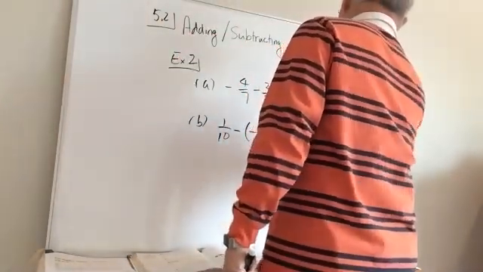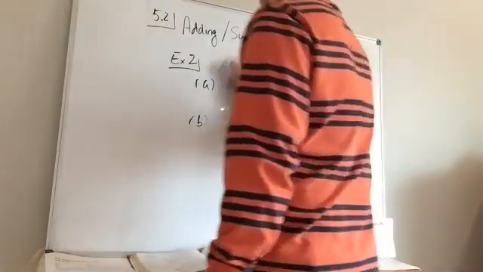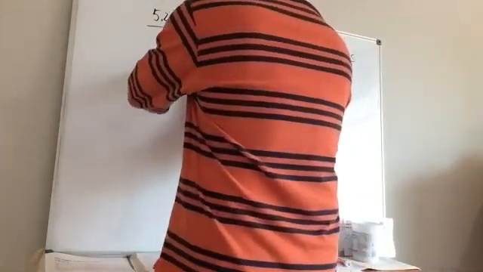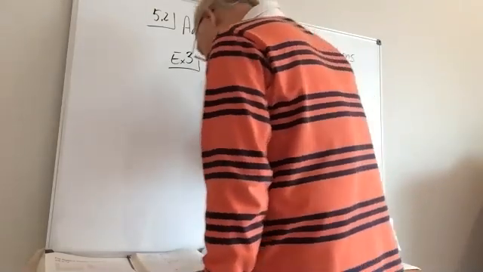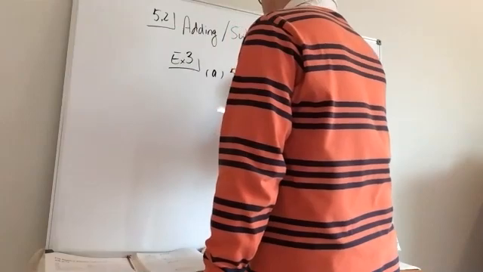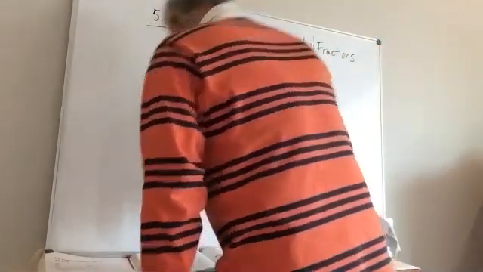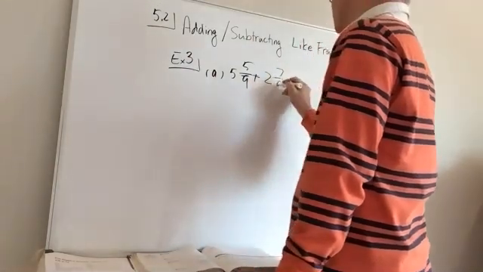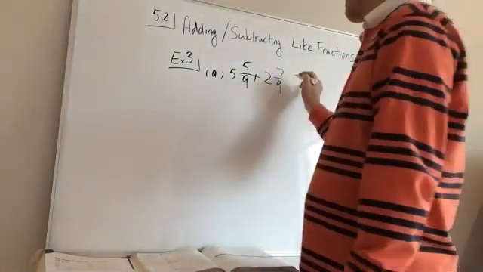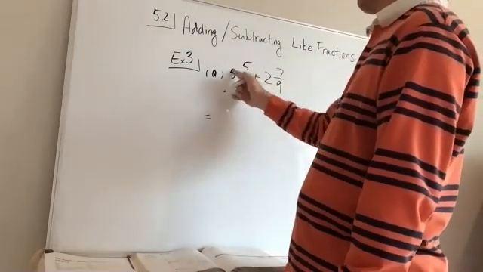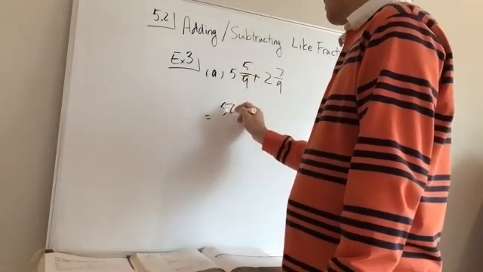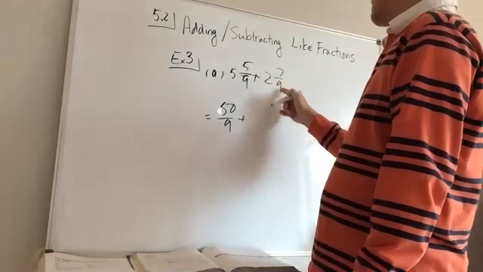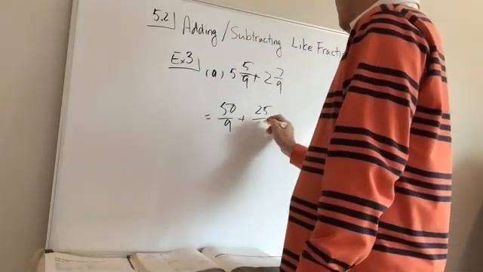Example number 3. Now we're going to work with mixed numbers. See how that works? Mixed fractions. So example number 3, A, we're going to have 5 and 5/9 plus 2 and 7/9. So we have mixed numbers here, mixed fractions. So this is going to be 9 times 5 plus 5 is 50 over 9, plus 9 times 2 is 18, plus 7 is 25 over 9.